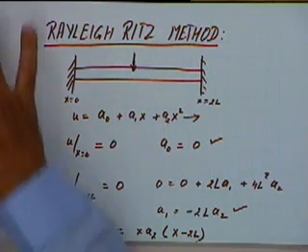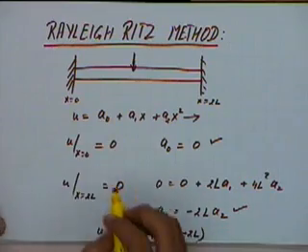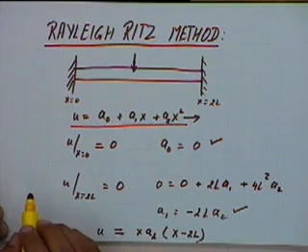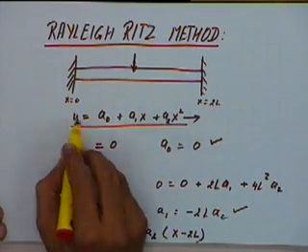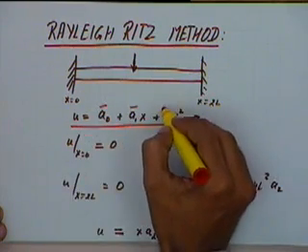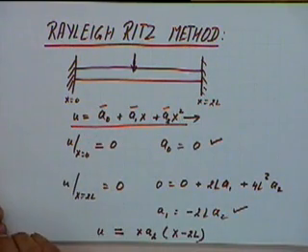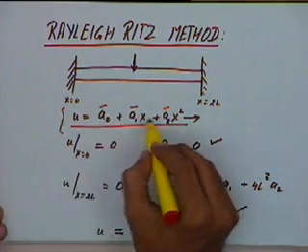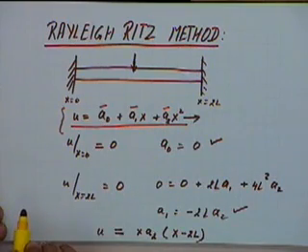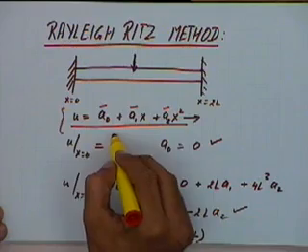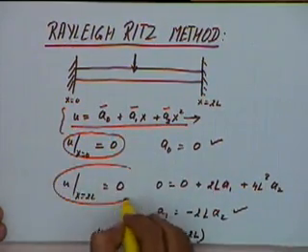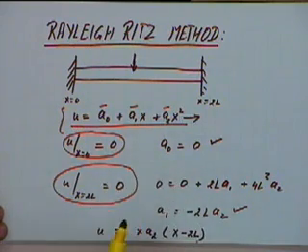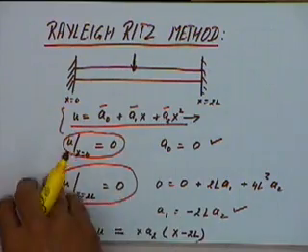Now, in this method, so far what we have done is we have assumed a distribution for u, and we have assumed this distribution u in terms of the parameters a0, a1 and a2. So in this distribution there were 3 parameters a0, a1 and a2, and then we have ensured that the boundary conditions are met. These are the boundary conditions. We have ensured that these boundary conditions should be met.